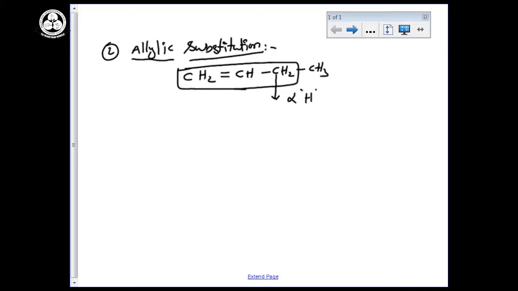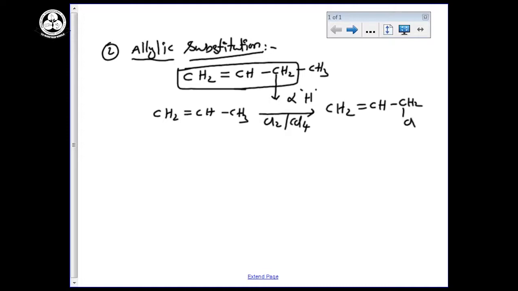For example, I am writing CH2=CH-CH3. For substitution, suppose I add a halogen, Cl2 with CCl4. You get CH2=CH-CH2Cl. The halogen will be attached to the allylic hydrogen. Allylic hydrogen means active hydrogen, that is alpha hydrogen. That is why it is called allylic substitution.